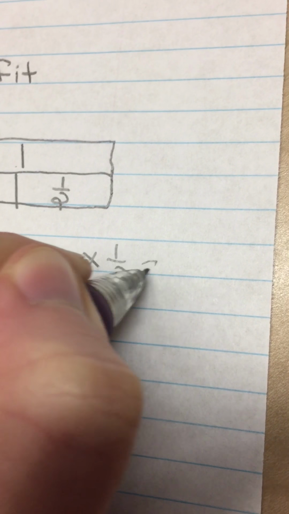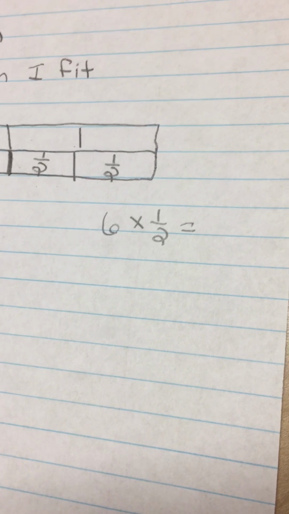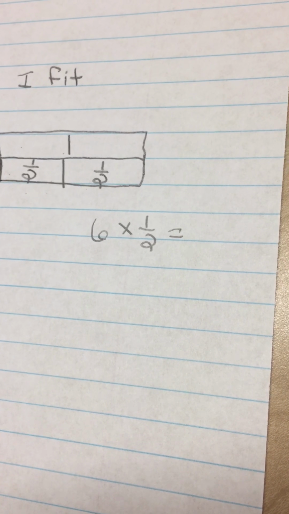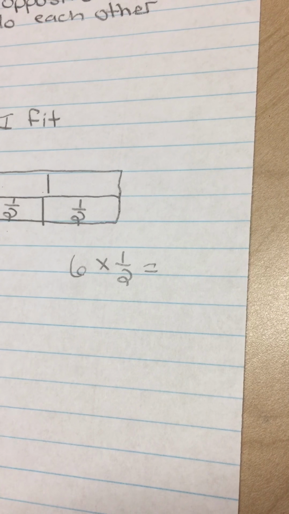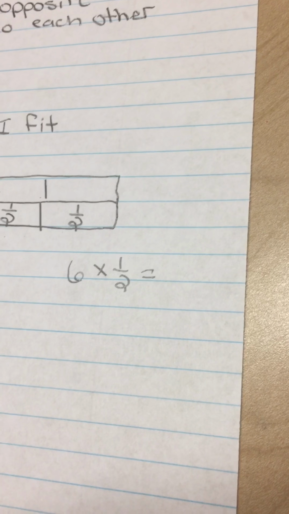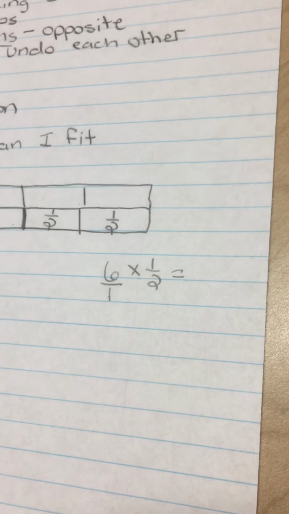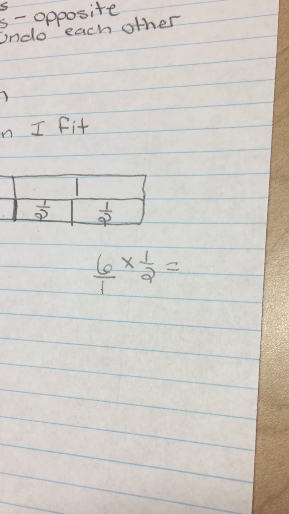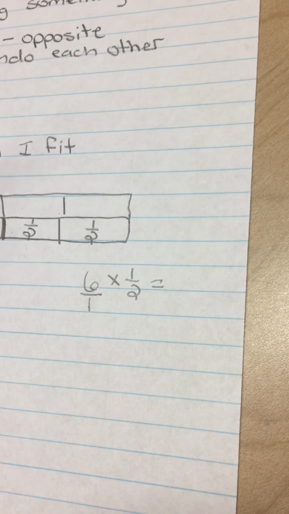Well, what do I have to do to that 6 in order to multiply? I know you guys remember. We have to make it look like a fraction, and I have to put it on top of something. What do I put it on top of? Go ahead and write that down. If yours ended up looking like this, you're right on track. 6 over 1 times 1/2, and then we just multiply across.